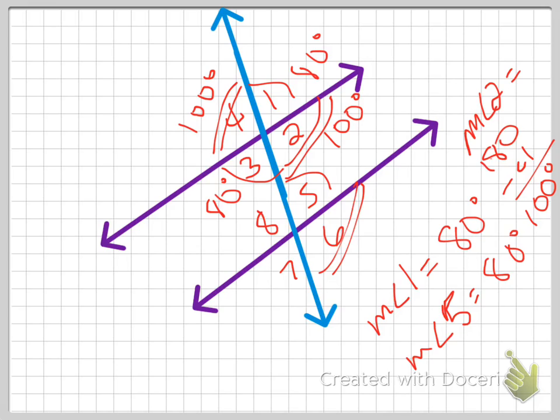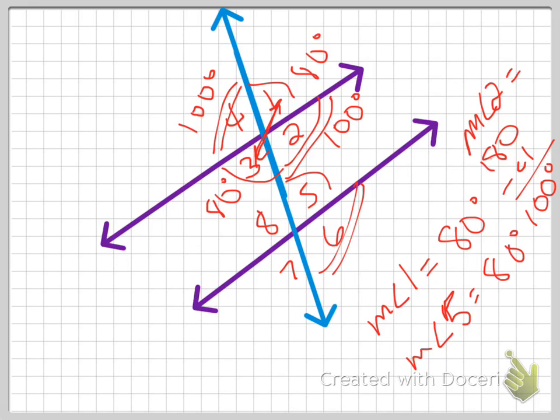In fact, if you know what angle 1 is, you automatically know what angle 3 is as well, because these are what are called vertical angles. They're directly opposite of each other. So whenever you have a transversal across two parallel lines, you'll only ever have two measurements: the measurement of one angle and the complement of that angle, so whatever 180 minus that angle is equal to.